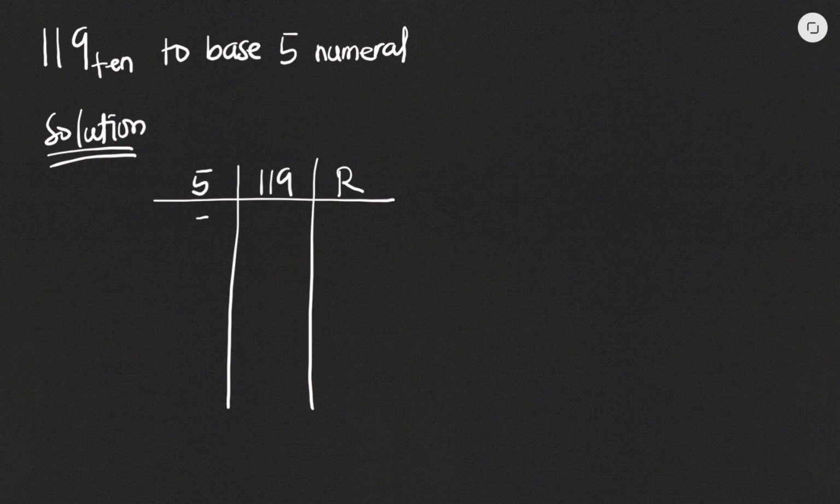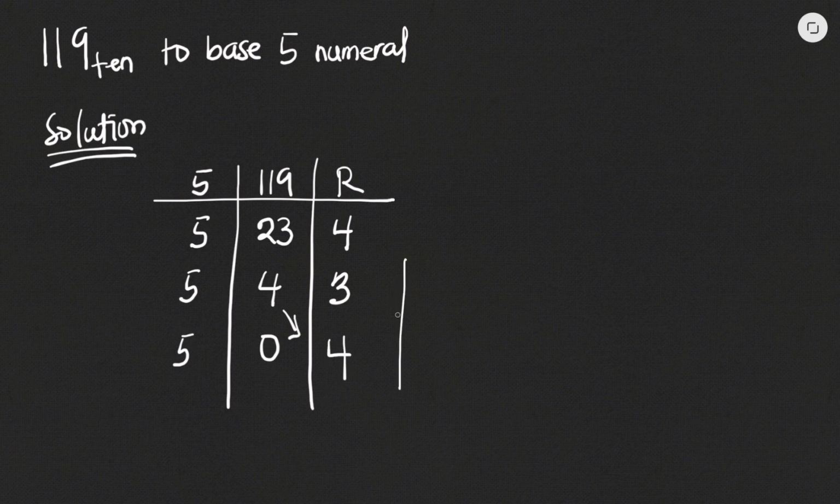Okay, so I ask myself, how many times will 5 go into 119? It will go there 23 times, which is equivalent to 115, and so my remainder is 4. Now, how many times will 5 go into 23? It will go there 4 times, which is 20, and so my remainder is 3. And now, how many times will 5 go into 4? It is impossible. So I write down 0 here, and then I bring 4 to the end over here. As always, my answer is from bottom up.